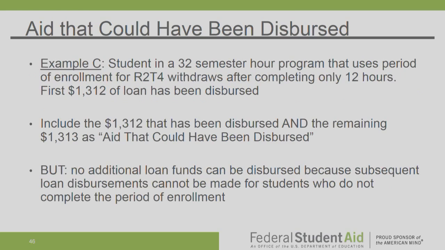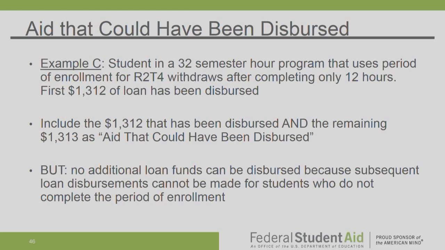In our third example, example C, a student is in a 32-semester-hour program that uses period of enrollment for R2T4 withdrawals and withdraws after completing only 12 hours. The first $1,312 of their loan has been dispersed, so that would be included as aid that has been dispersed. And their second disbursement of $1,313 would be included as aid that could have been dispersed.